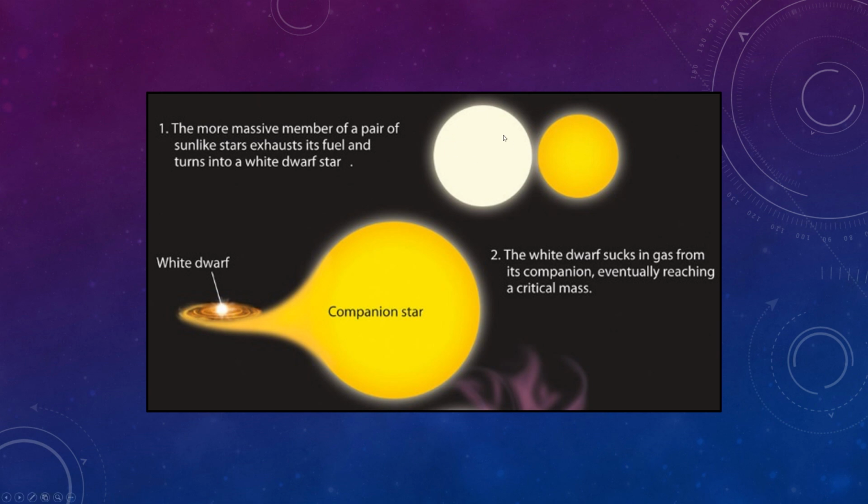So the more massive star evolves more quickly, as we have learned, and it becomes a white dwarf. The companion star is now evolving and it expands, but it expands beyond the reach of gravity holding material onto the star, so that material is free to effectively fall off and onto the white dwarf.